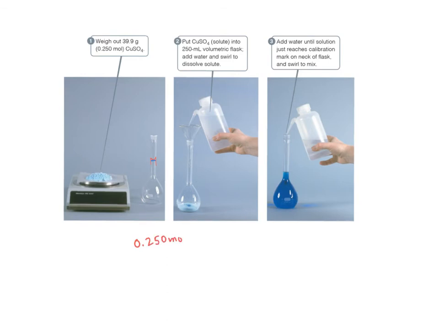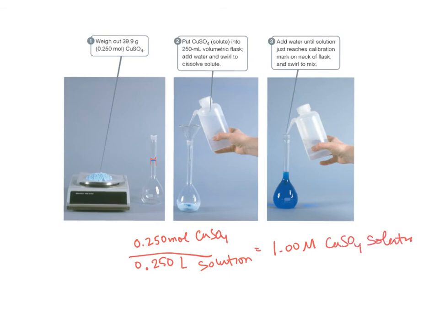0.25 moles of copper sulfate solute. And it's divided, you want to put it in liters here, so 250 milliliters is 0.250 liters, and certainly you have a solution of it. So this is going to be a 1.00 molar copper sulfate solution. Okay, all right, that's how you do it. If you want 1 molar, you take that flask and you weigh out 39.95 grams.